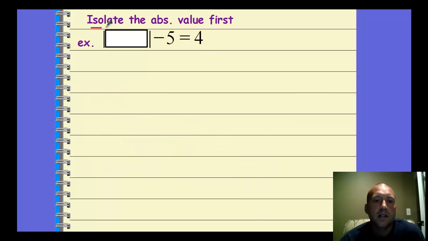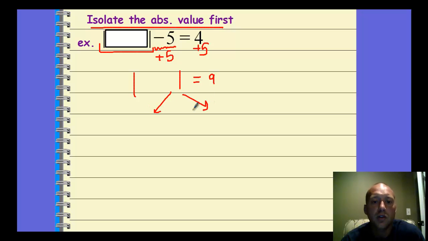We also need to isolate the absolute value first before we write the 2 equations. So we have this portion here that's part of the left side. We want to isolate the absolute value portion. So we first need to add 5 to both sides before we write the 2 equations. So then whatever that absolute value stuff is going to equal 9. Now I'll write 2 different equations. The stuff that's in the absolute value can equal 9 or it can equal negative 9.